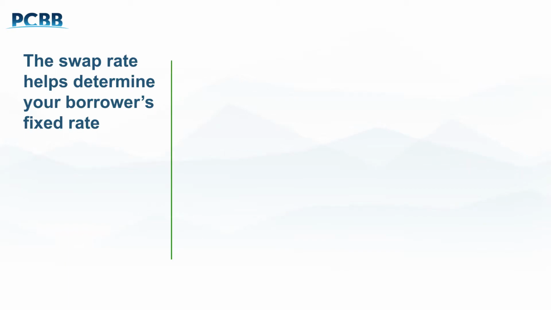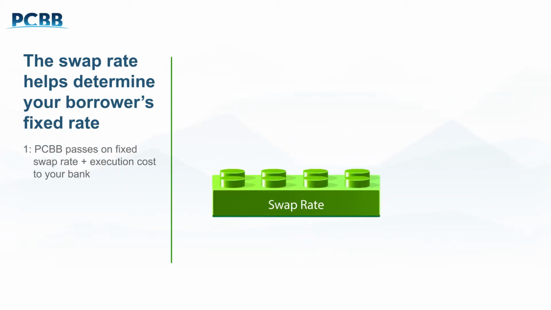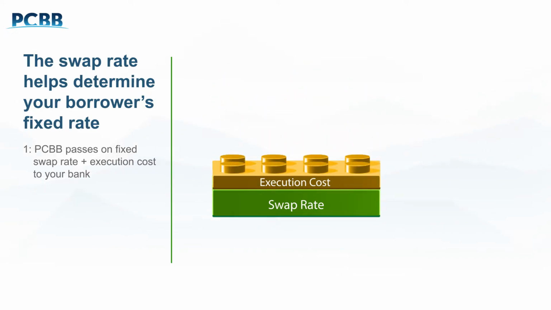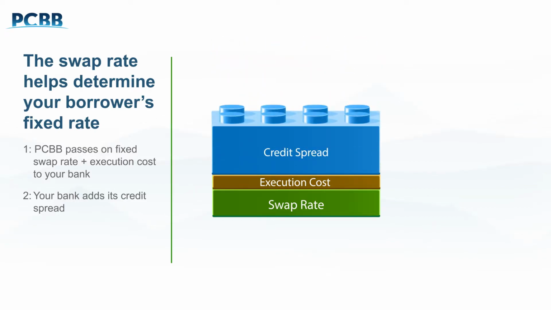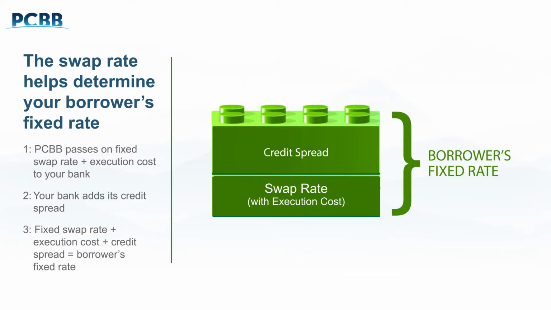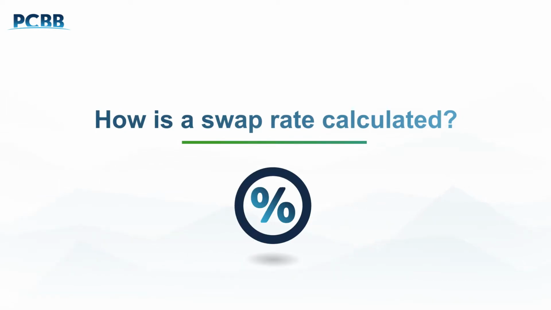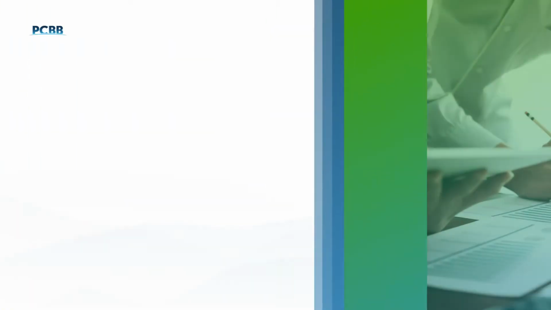Here's how it works. First, PCBB passes a swap rate onto your bank. This swap rate is fixed and inclusive of execution costs. Your bank then adds its credit spread to this swap rate and calculates your borrower's fixed rate for the BLP loan. We'll discuss this step in more detail later. For now, let's discuss how PCBB determines the agreed-upon swap rate.